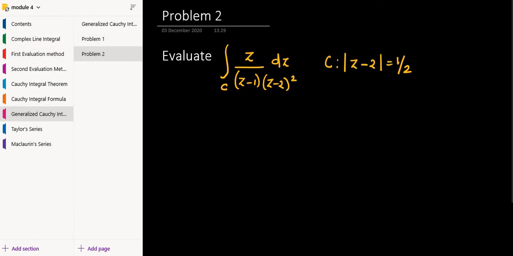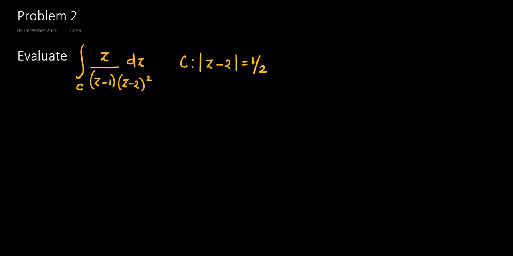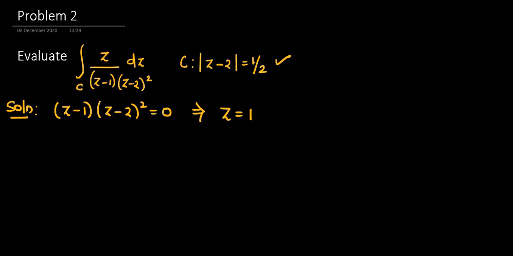Now let us solve our last question. Evaluate the integral over C of z divided by z minus 1 into z minus 2 whole square dz, where C is mod of z minus 2 equal to 1 by 2. Here I am not going to draw the circle given. Instead I am going to make use of the distance formula to understand whether the point lies inside the circle or not. So here singular points are obtained by equating the denominator to 0. So once we equate the denominator to 0, we get the points as 1, 2, 2. So these are the singular points.